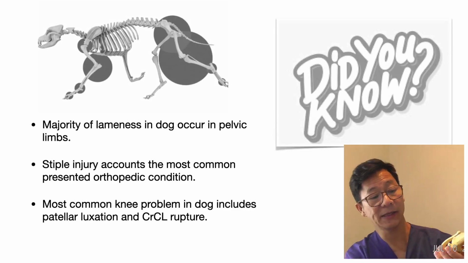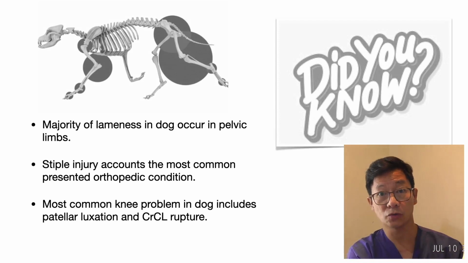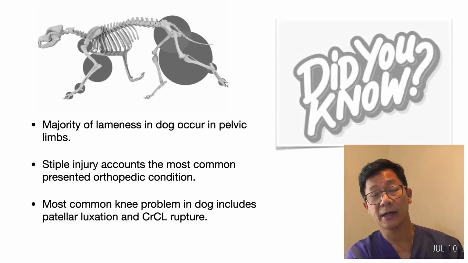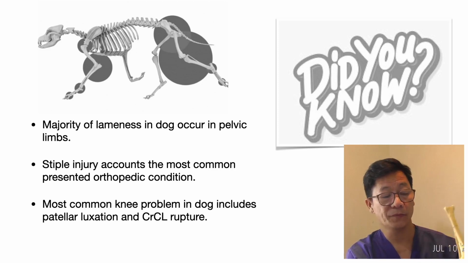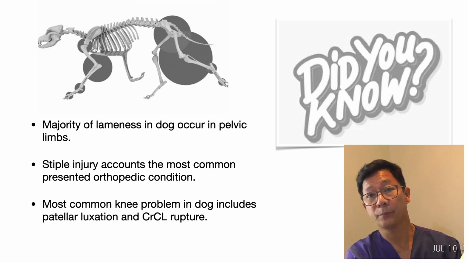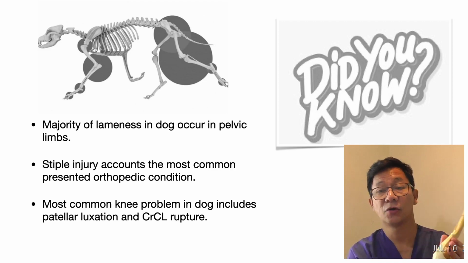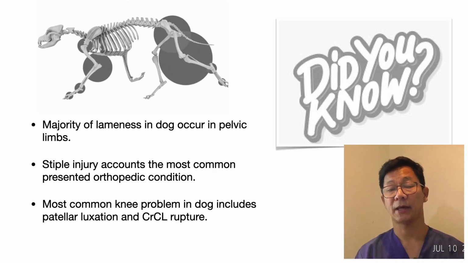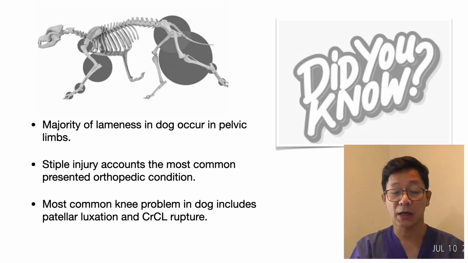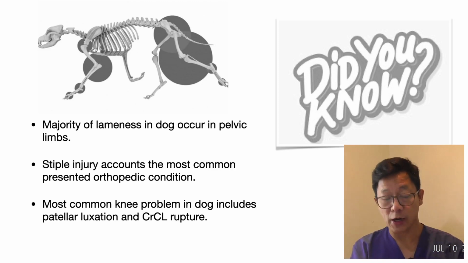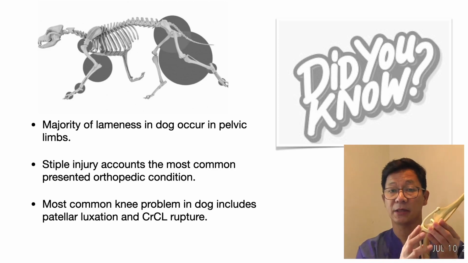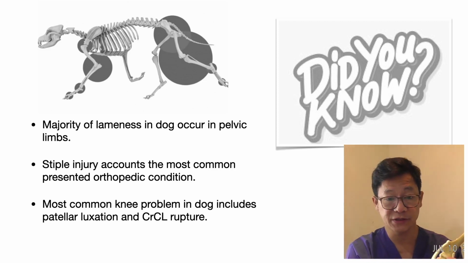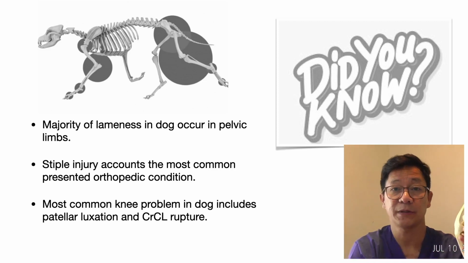Okay, bakit nga ba dinadala sa veterinary clinic yung dog? Diba? Mostly ay dahil sa hindi makalakad, hindi makatayo, hindi makatalon, hindi makaakyat, no? So, majority, according to the reports, majority ng mga lameness occur in the pelvic limb. Okay, pelvic limb, yung hind legs. Okay? Then, stifle injury, no? Which is the knee, accounts majority of these conditions, presented conditions in veterinary.